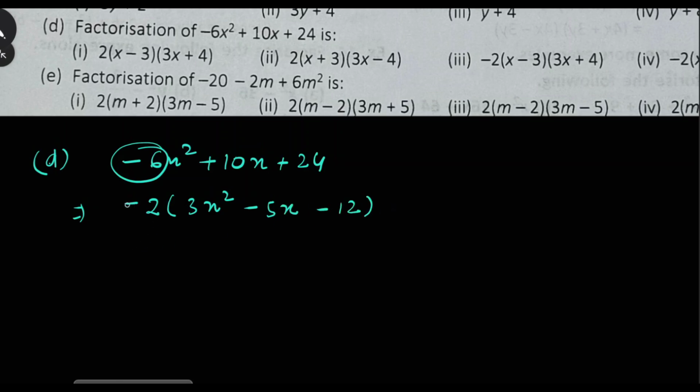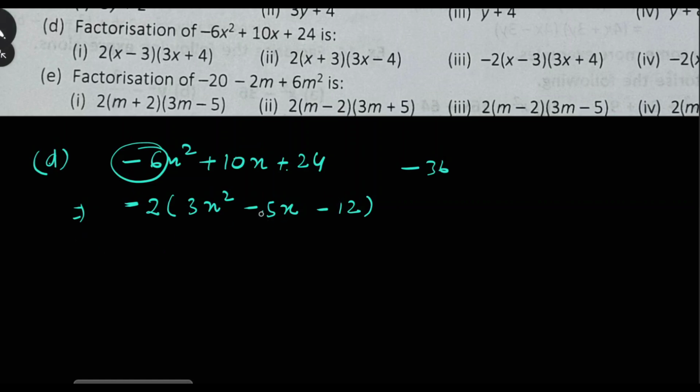Okay, because we have taken minus common here, this plus becomes minus, and this plus becomes minus here, and this minus will become plus here. So 12 3s are 36, and here it is minus 36. And we have to split this 5 in such a way that we get the 36.